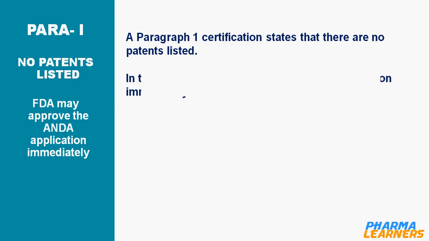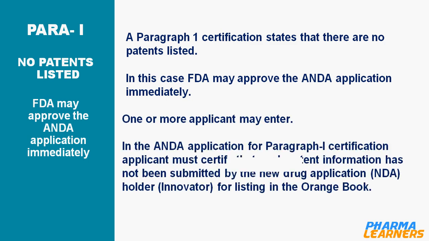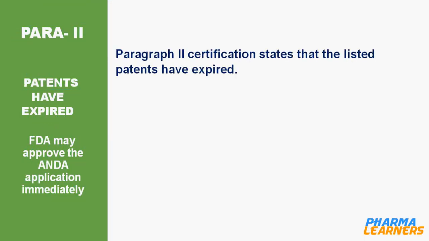A Paragraph 1 certification states that there are no patents listed. In this case, FDA may approve the ANDA application immediately. One or more applicants may enter in such a case. In the ANDA application for Paragraph 1 certification, the applicant must certify that such patent information has not been submitted by the new drug application, NDA, holder, the innovator, for listing in the Orange Book.